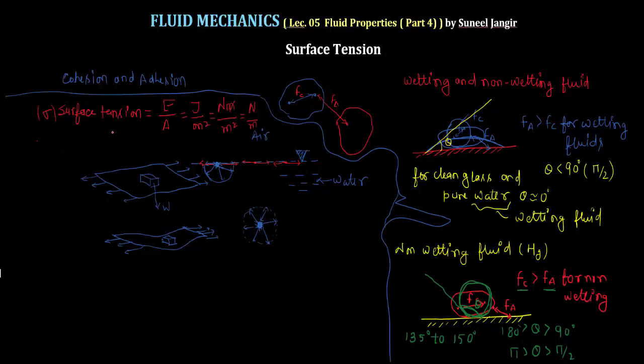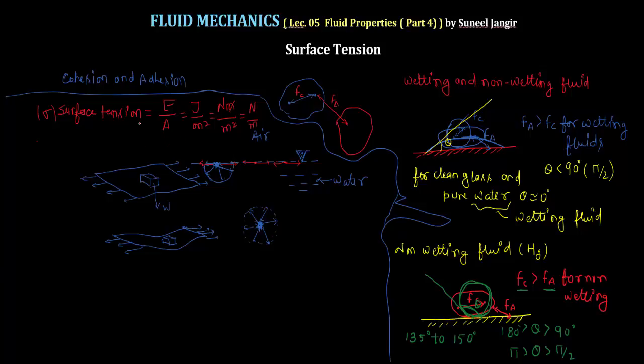So what are the effects of surface tension? First of all, the surface tension force is very small compared to other strong forces like pressure force and gravity force. Means if we say there is some system, and in that system three forces are acting: surface tension force, gravity force and pressure force, then compared to the gravity force and the pressure force, the surface tension force is almost negligible.